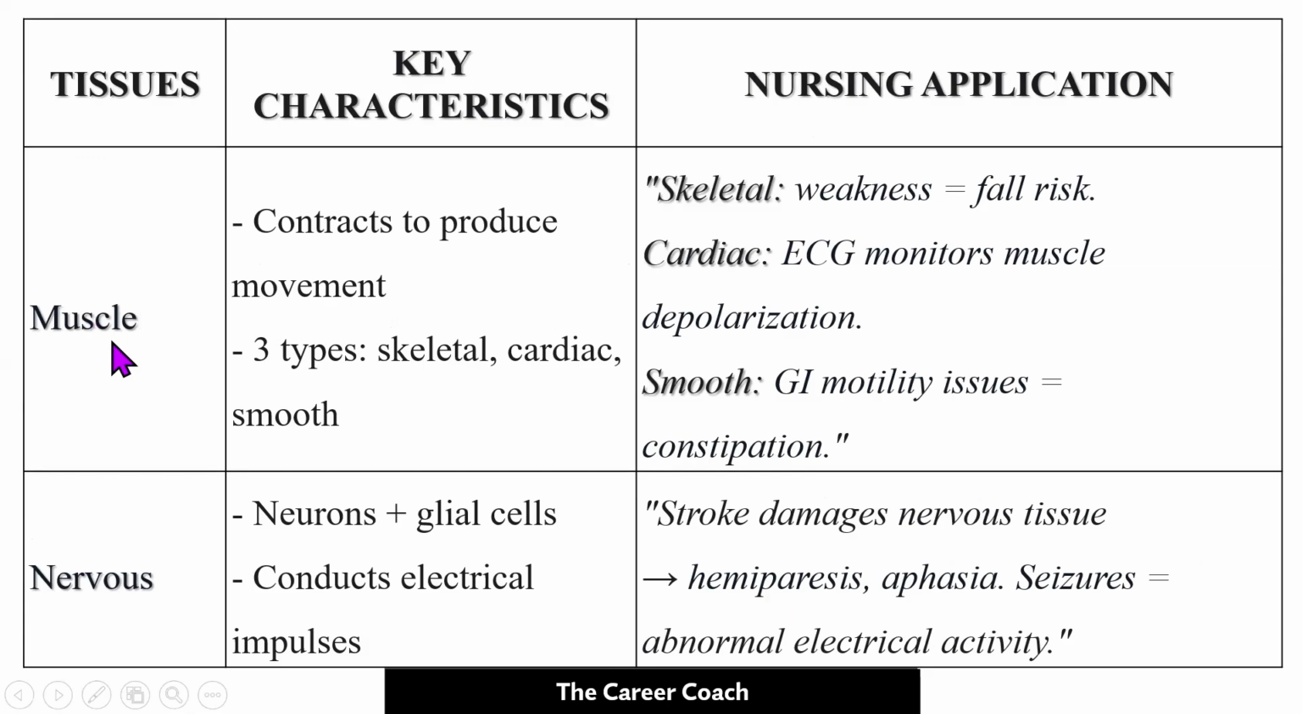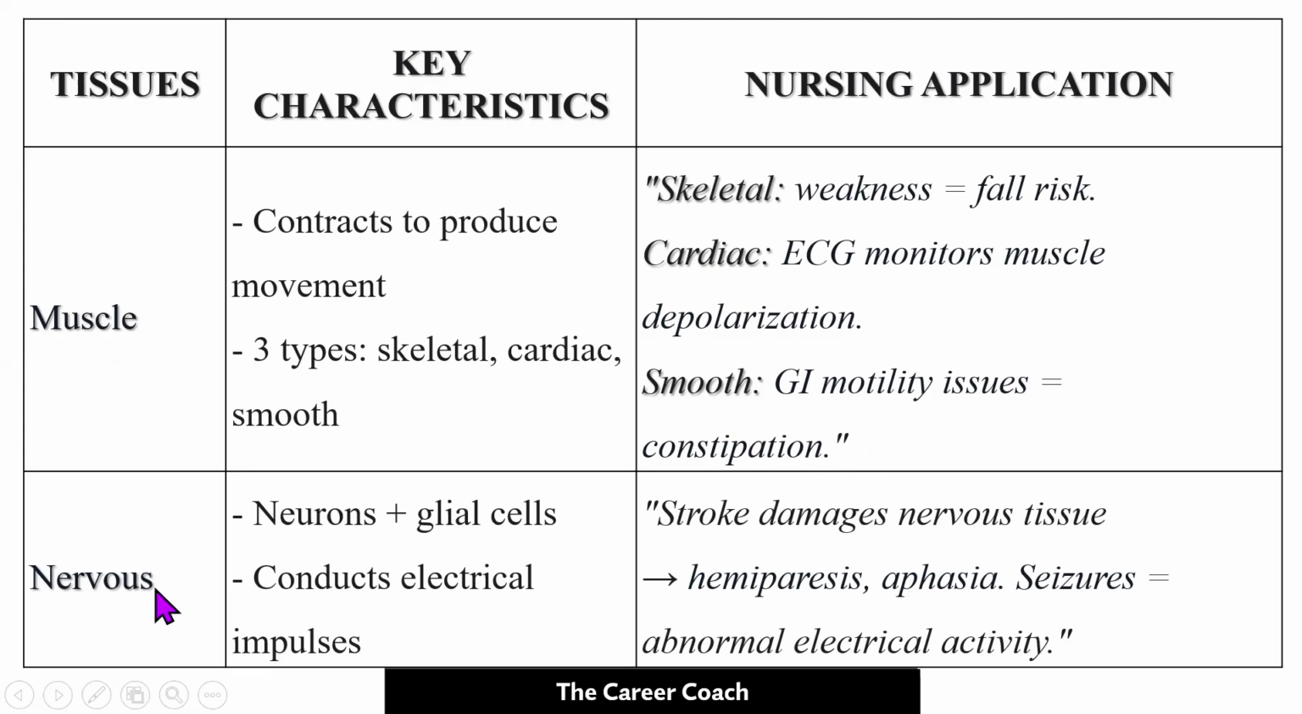The next tissue we'll talk about is the muscle. What are the key characteristics of the muscle? It contracts to produce movement. It is of 3 types: skeletal muscle, cardiac muscle, and smooth muscle. What is the nursing application? For skeletal muscle, if there is weakness, it will lead to fall risk. So the cardiac muscle, where is the cardiac muscle applied in nursing? ECG monitors muscle depolarization. The next one is smooth muscle. Where is it applied in nursing? It is applied in gastrointestinal motility issues with regards to constipation.